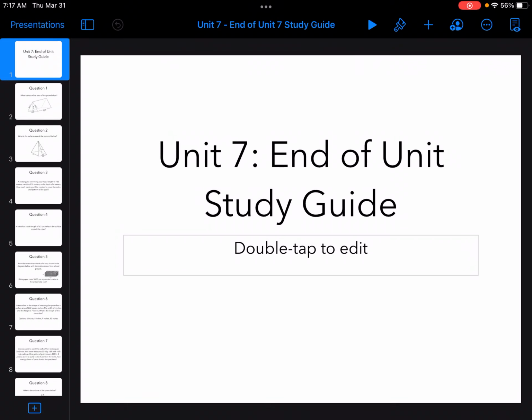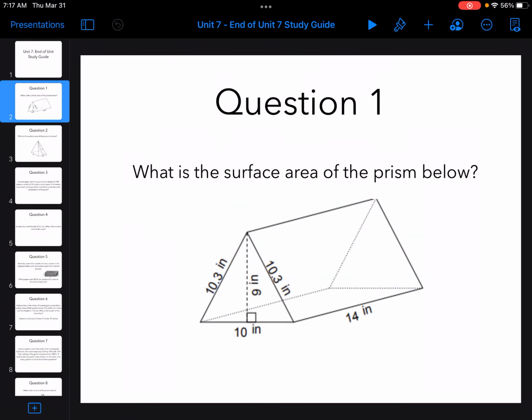Hi guys, so today we're going to talk about the end of unit study guide. So let's just jump right in. We're going to talk about the surface area of the prism below.